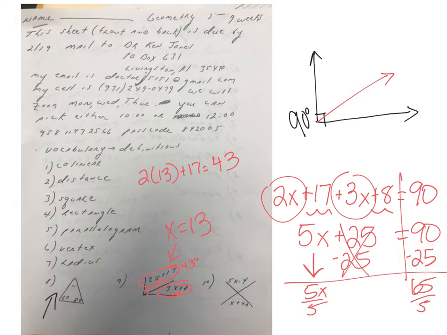On the bottom, when we do the same thing, we do 3 times 13 plus 8. That would be 39 plus 8, which is 47. And I can check that because 43 plus 47 together make 90. So I know I'm correct with what I've done there.